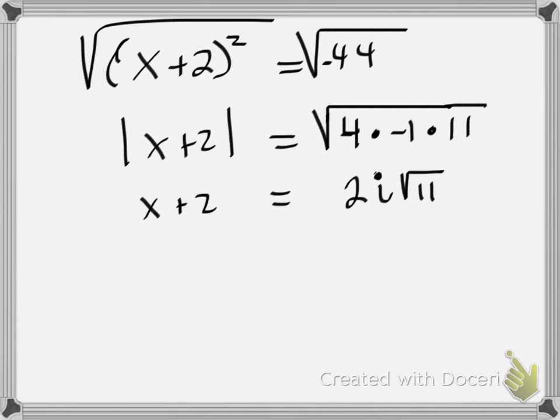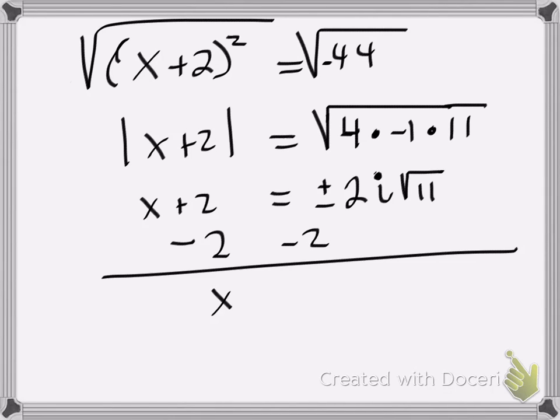But to lose the absolute value, I have to make them both equal to plus or minus. Now, what are we doing here? Minus 2. x equals -2. Notice that minus 2 comes before it, plus or minus the whole thing. You guys with me?